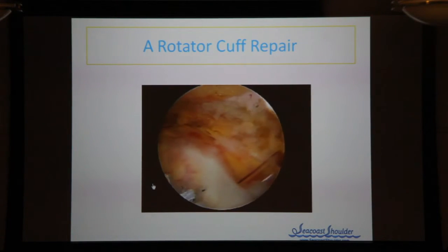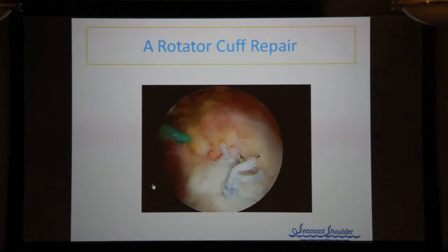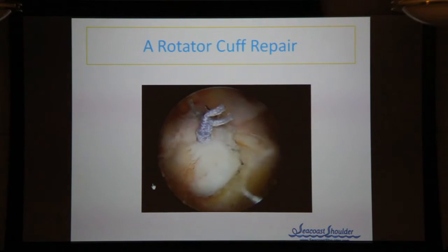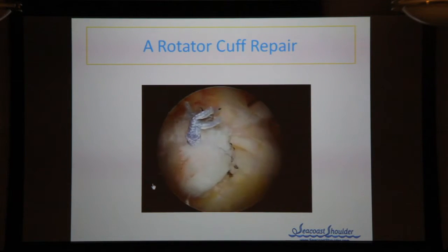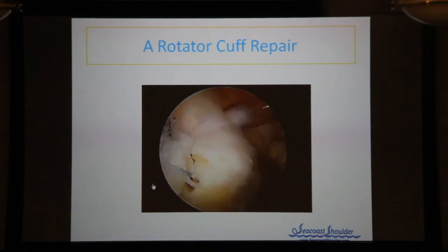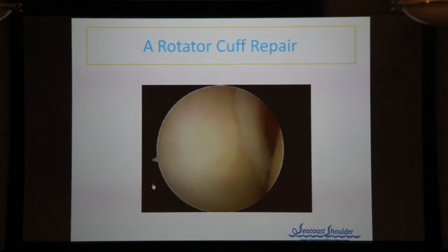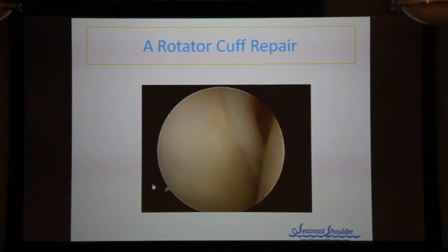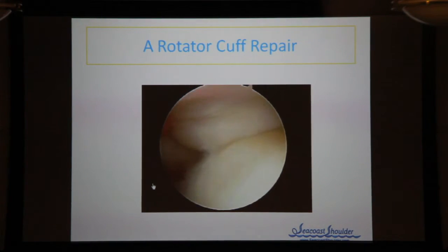So this is what it looks like after it's been repaired. The acromion's been flattened out, the bursa's been removed, and the rotator cuff now is sewn back down onto the top of the arm. And if you looked from the joint, looking up, instead of seeing a hole in the ceiling, it's now been plastered back down.